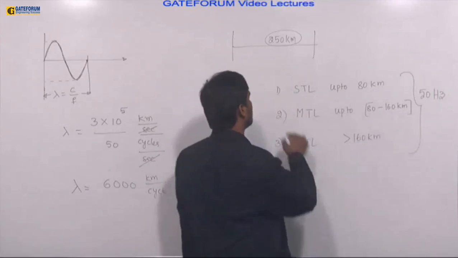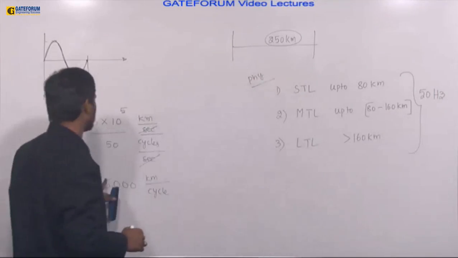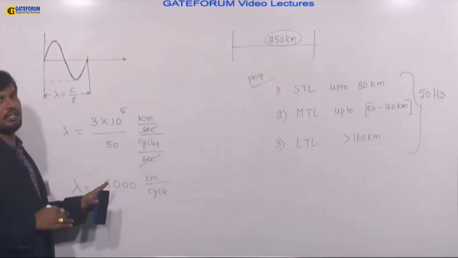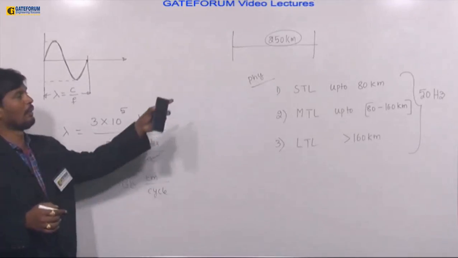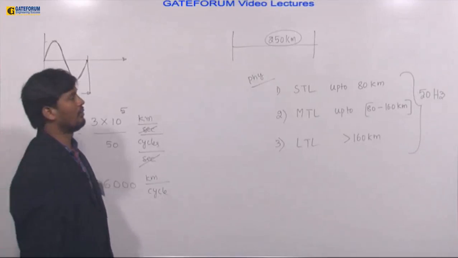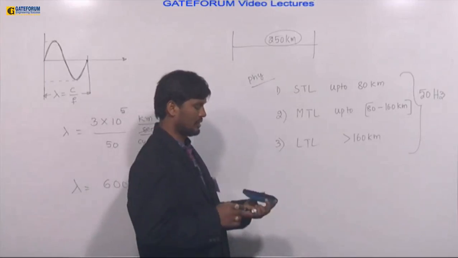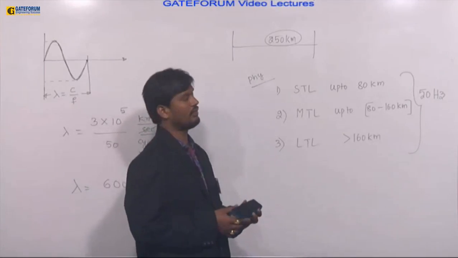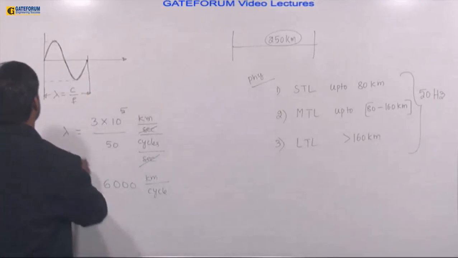This is the physical or actual length, but this is the wavelength. Wavelength is very long, but the transmission line is physically not that long. That is the reason transmission lines are classified based on physical length. Up to 80 kilometers is a short line, 80 to 160 is a medium line, greater than 160 kilometers is a long line. That is valid only for 50 Hertz frequency.